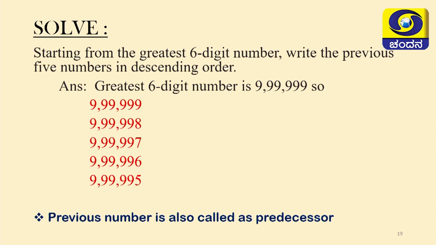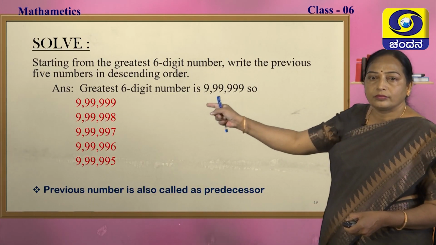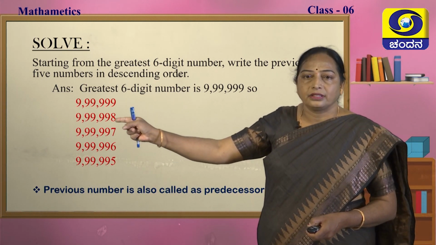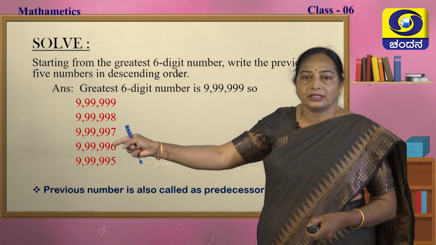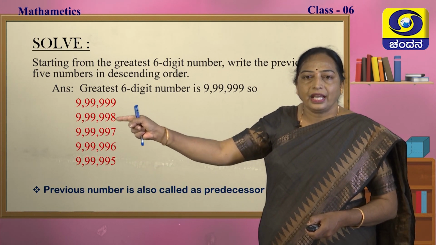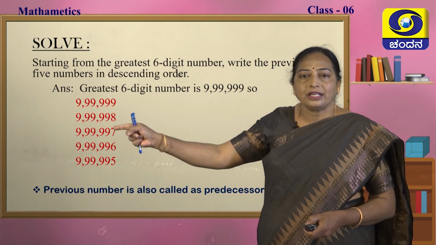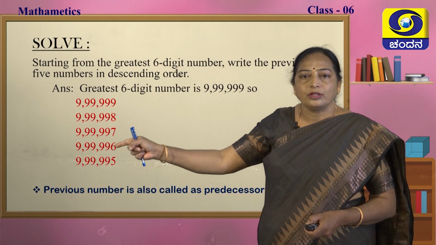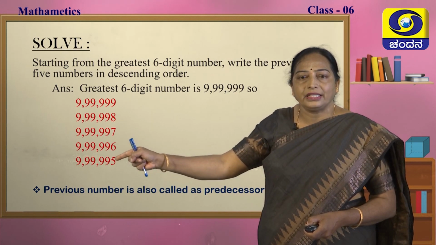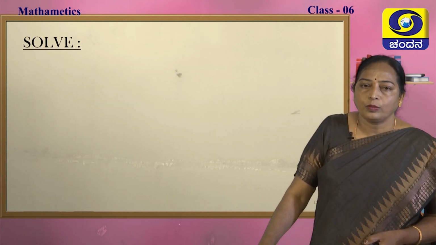Look at that last column. Look at that 9, 8, 7, 6, 5. Predecessor of 9 is 8. Predecessor of 8 is 7. Predecessor of 7 is 6. Predecessor of 6 is 5. Predecessor of 5 is 4. Did you understand children? One more problem.